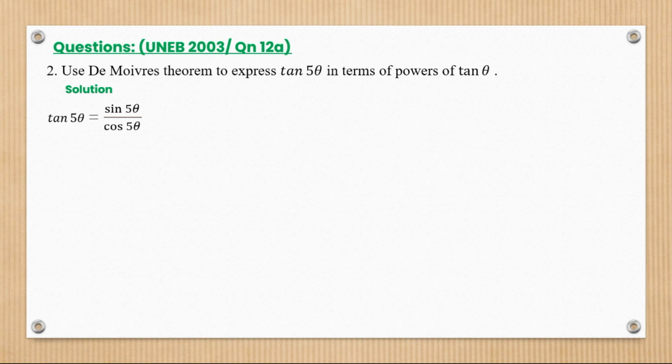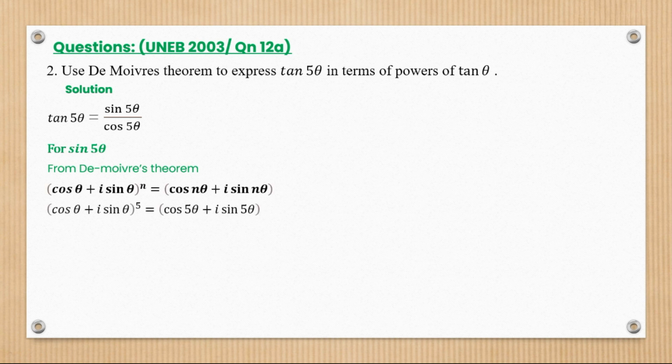So now for this question, we're going to first find what sine 5 theta is, then later on we'll find what cos 5 theta is. So let's first deal with sine 5 theta. We know from De Moivre's theorem that this is true, so therefore it means (cos theta + i sin theta)^5 is equal to cos 5 theta + i sin 5 theta.